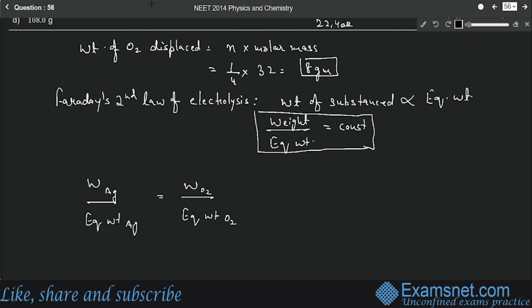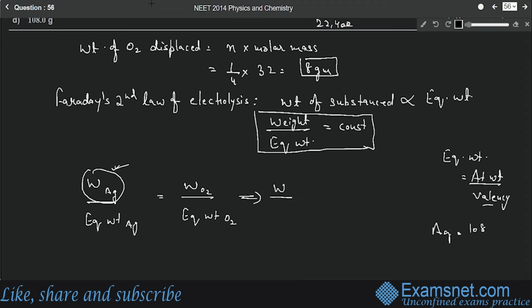So let's put the values now. We don't know what is the weight of silver, that we have to find out. So let's write it as W only. And equivalent weight of silver. What is equivalent weight of silver? We know that equivalent weight is equal to atomic weight divided by valency. Okay, so atomic weight of silver is 108 and valency is 1. That means equivalent weight will be 108. Similarly for oxygen, atomic weight is 16 and valency is 2. So the equivalent weight of oxygen will be 8.